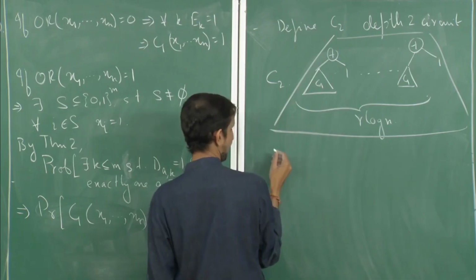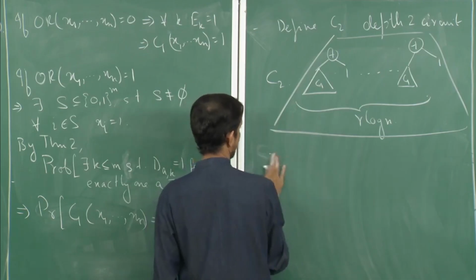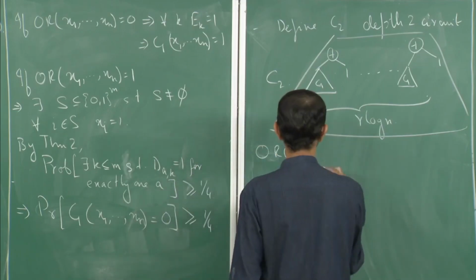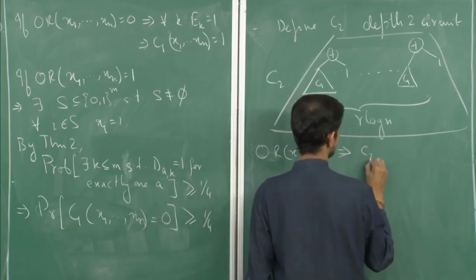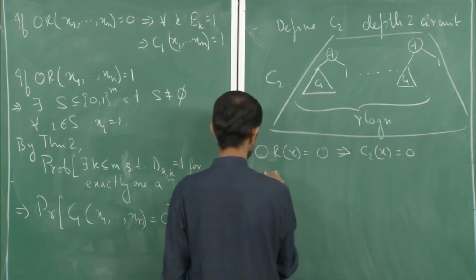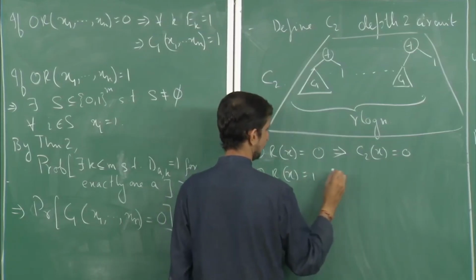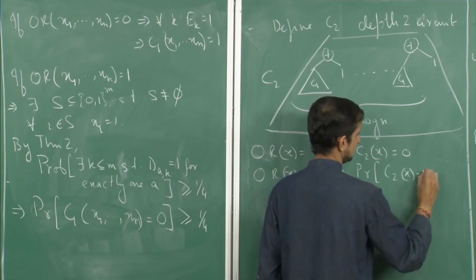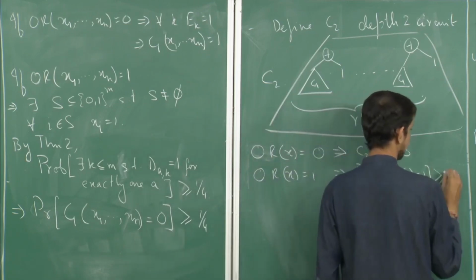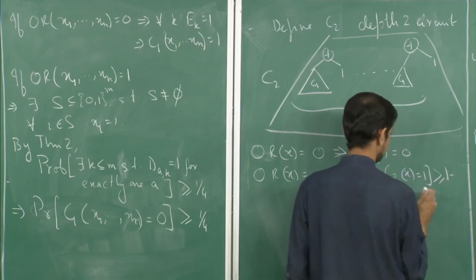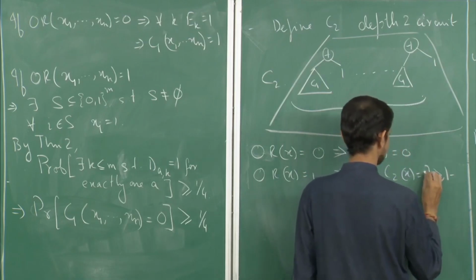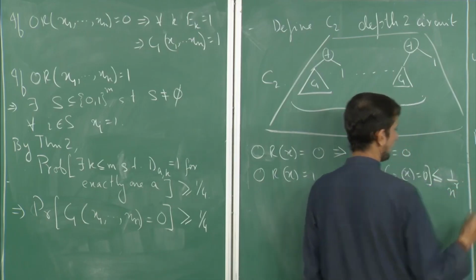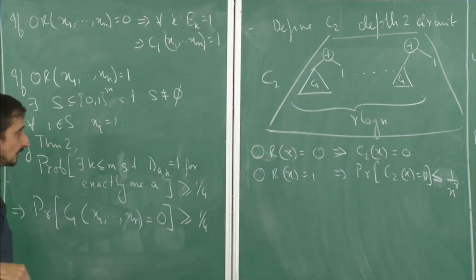Therefore, OR of x equal to 0 implies C2 of x is equal to 0, and OR of x equal to 1 implies that the probability that C2 of x is still 0 is at most 1 over n to the power r.